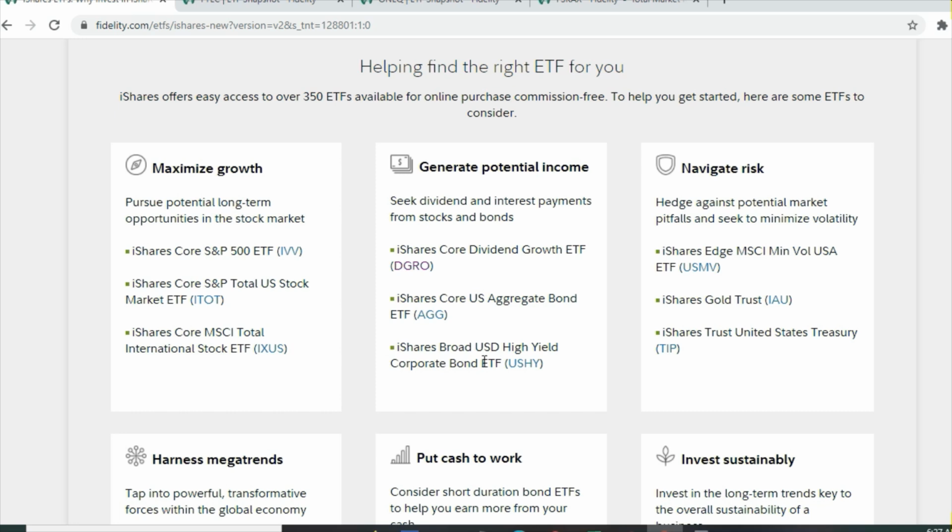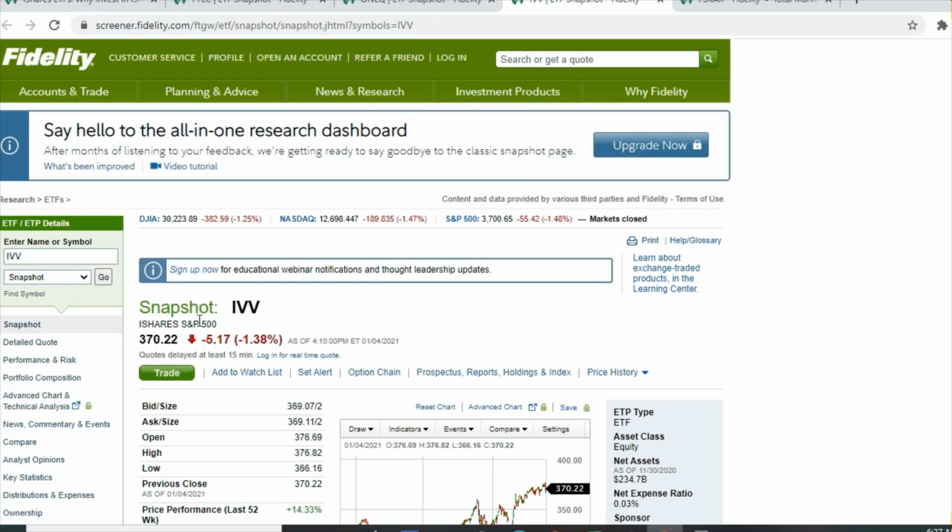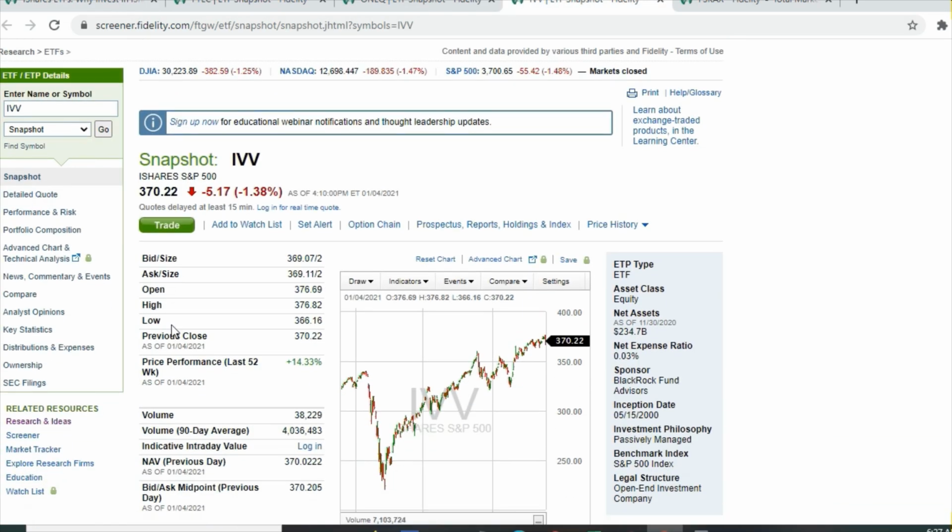Most of these I'm not going to touch. I'm not going to touch, for me, the iShares Gold Trust or the iShares United States Treasury ETF, but IVV I'm going to click on here because that's a great option for brand new investors if you're using the Fidelity platform. Ticker symbol here, IVV, the iShares S&P 500 ETF, like I mentioned, tracks an overall index.